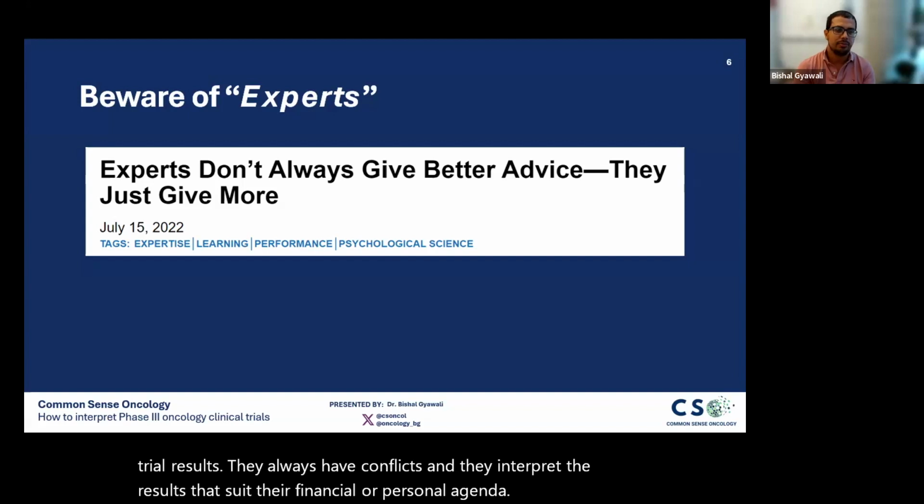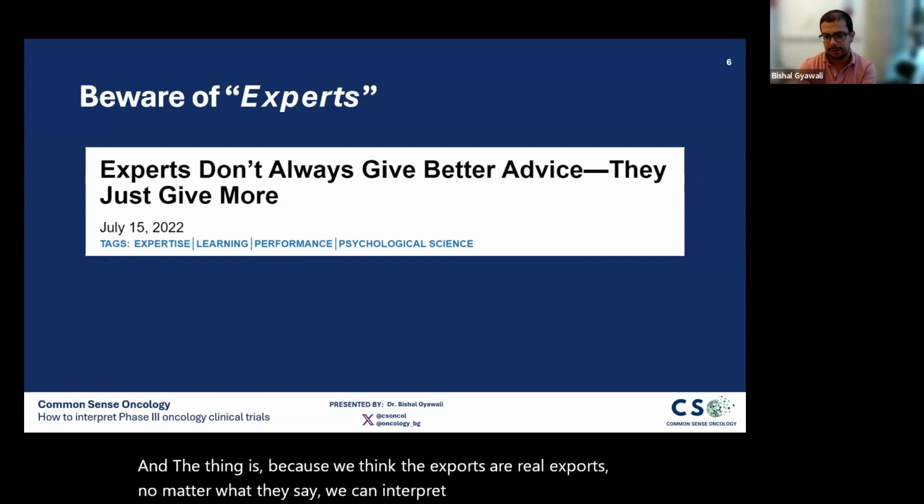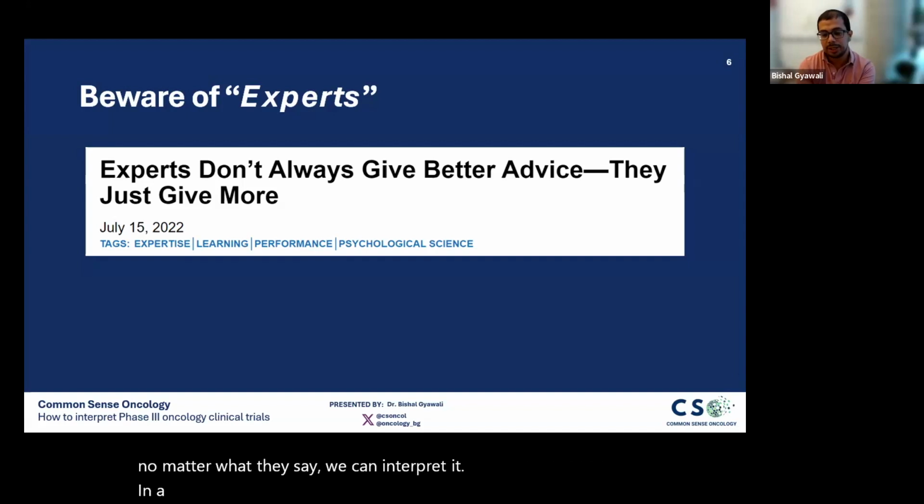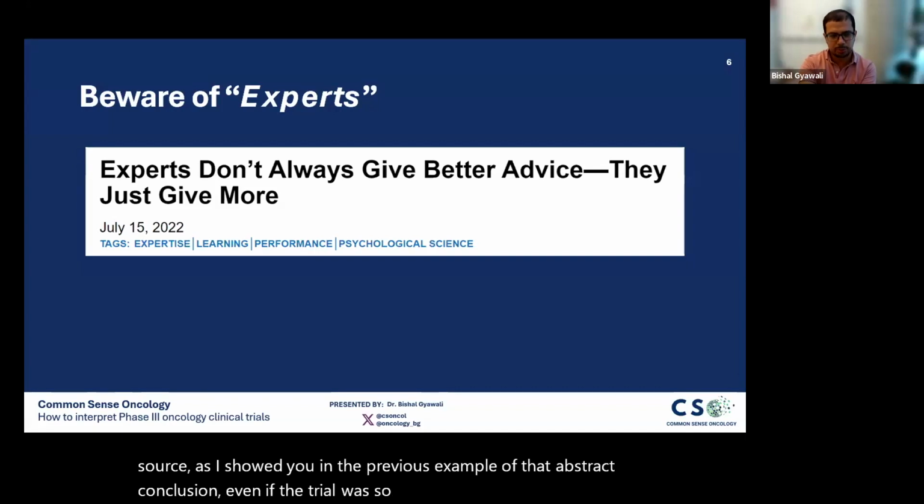And the thing is, because we think the experts are real experts, no matter what they say, we can interpret it in a different way. Or even the experts themselves, they can interpret it whatever way they want, irrespective of what the data shows. As I showed you in the previous example of that abstract conclusion, even if the trial was so negative, the conclusion was spun in such a way that it did not read negative.